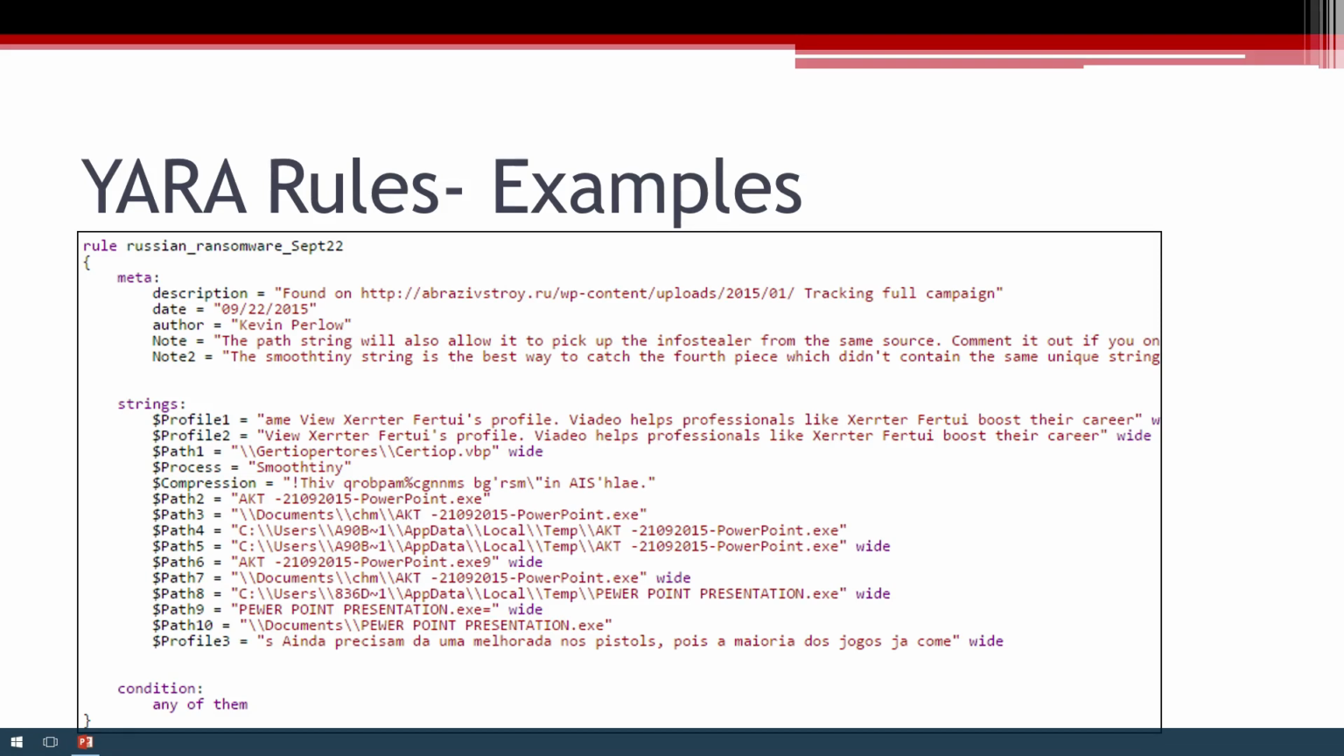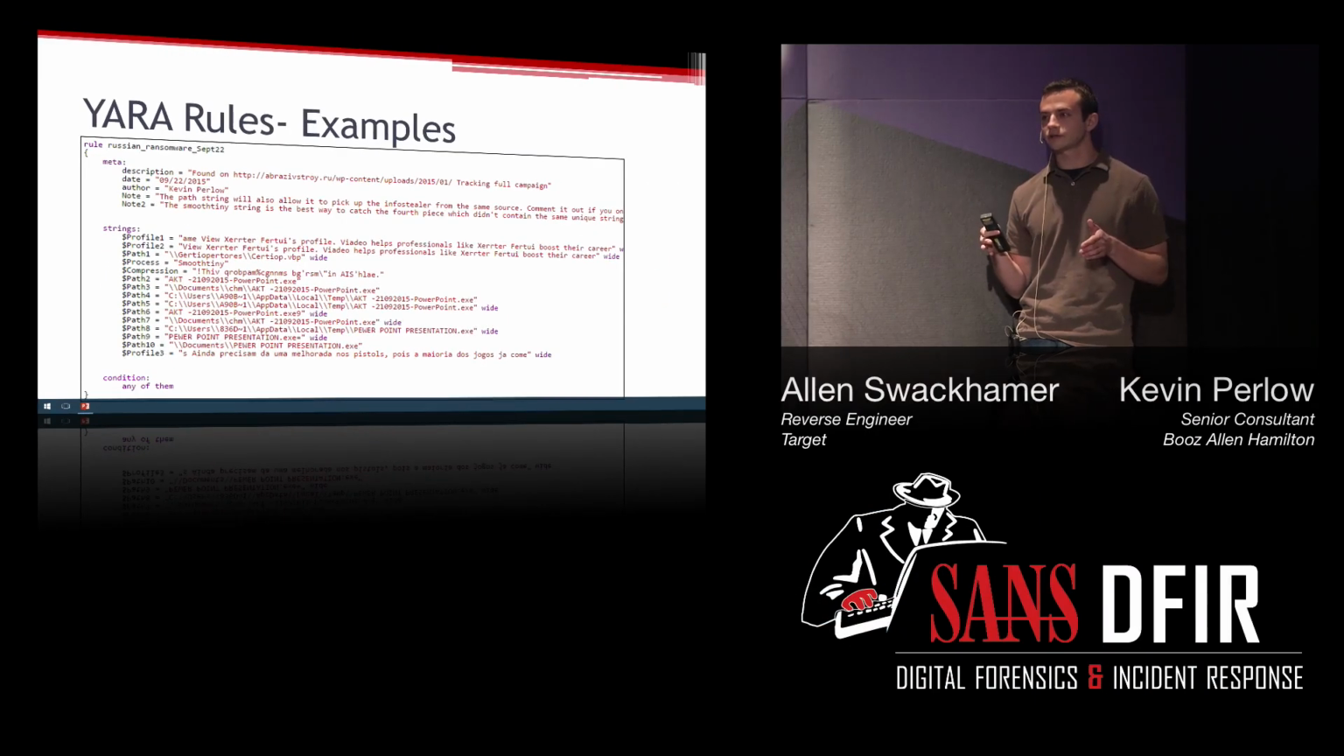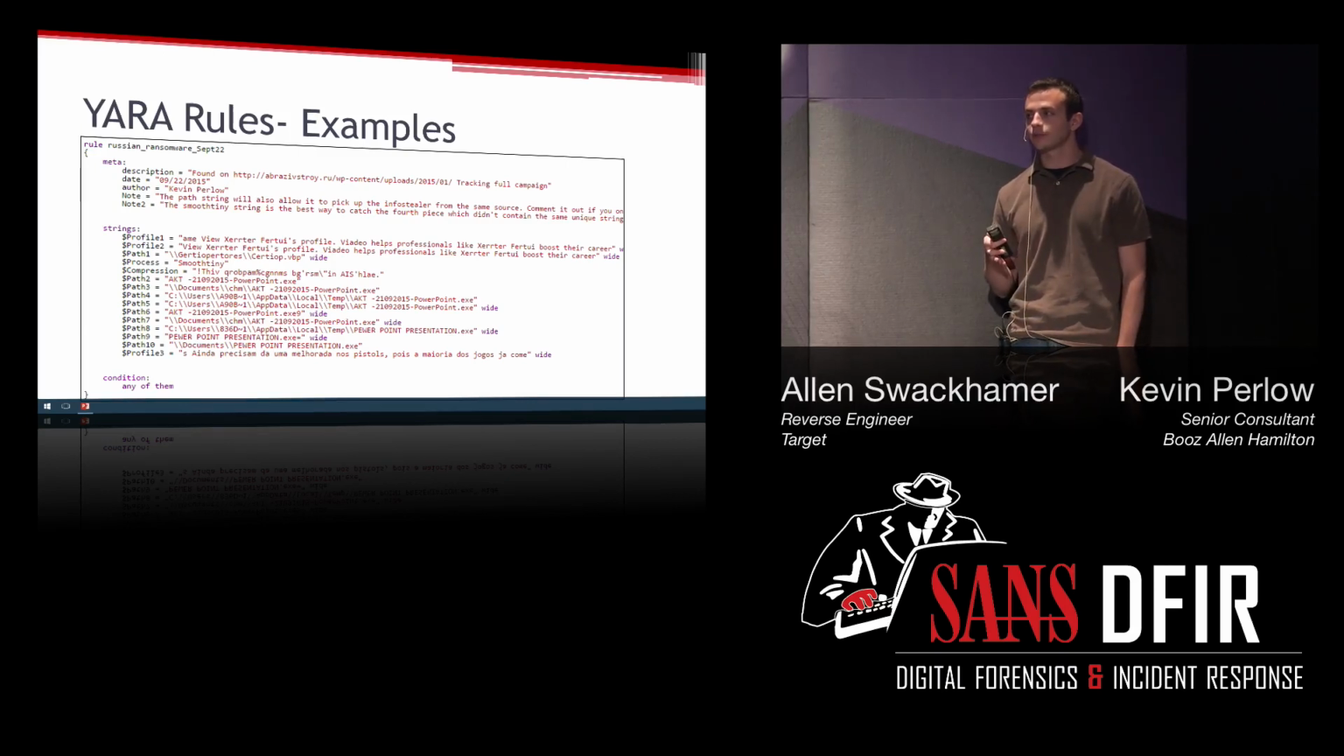This first one is a ransomware sample that we were tracking back in, I think, September of last year. It had some fairly unique strings inside of it. You can see some file paths for the executables being built out. After about a month and a half, this disappeared, but it was an example of how you can track a campaign.